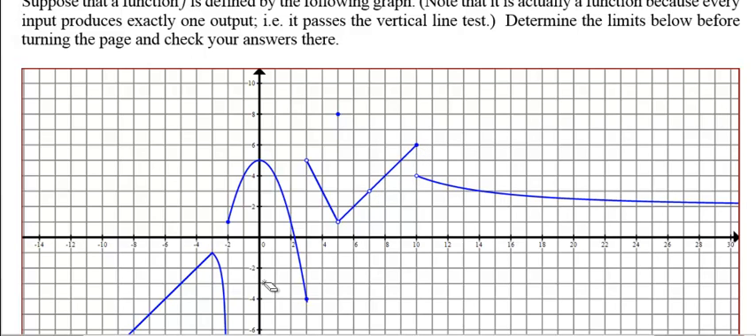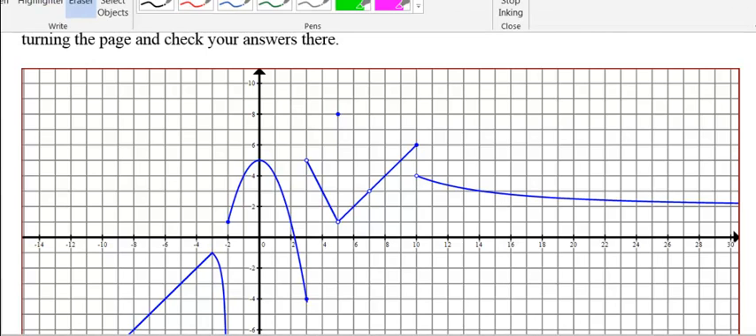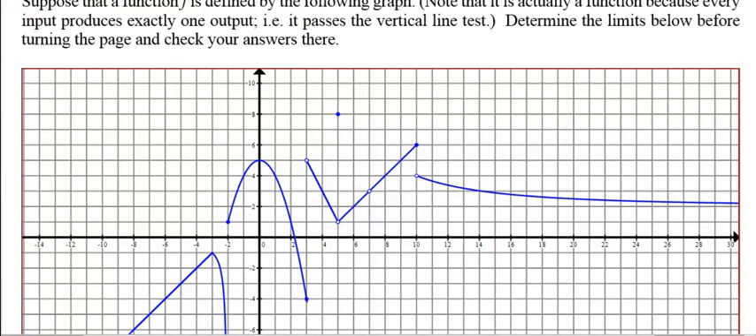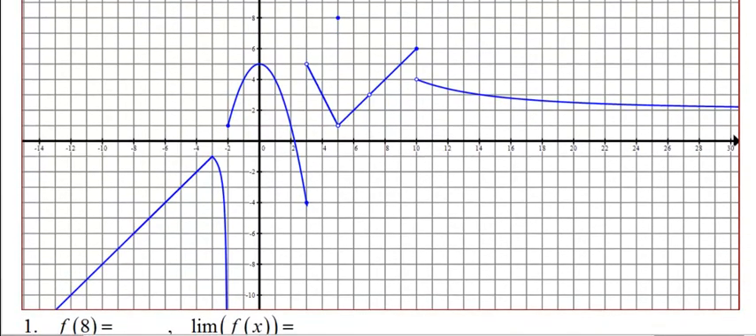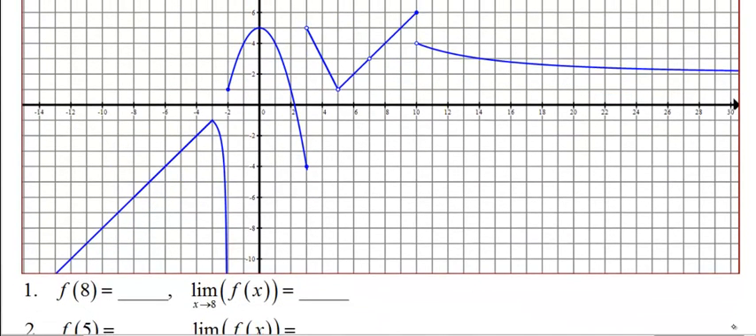And this graph is made up of various different pieces. But if you notice, any vertical line you draw will only touch this graph either not at all or only once. So this is in fact a function. It passes the vertical line test. Every input gives you at most one output. Okay, and so there's the function.